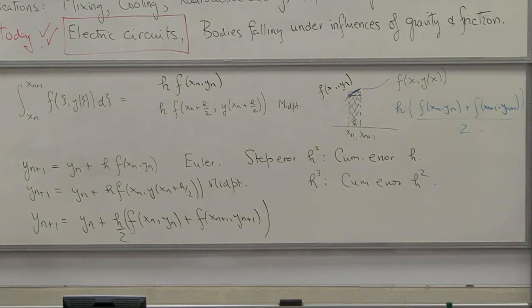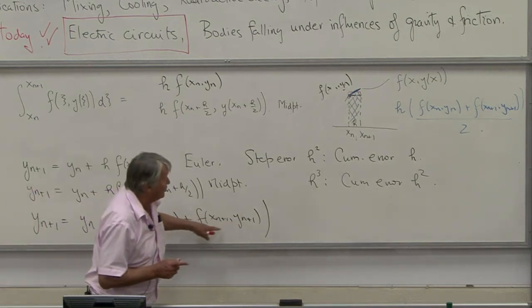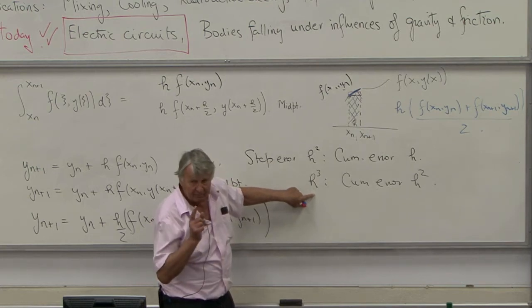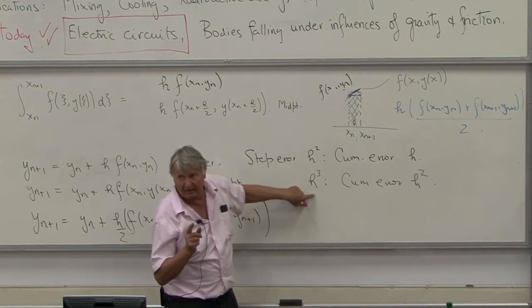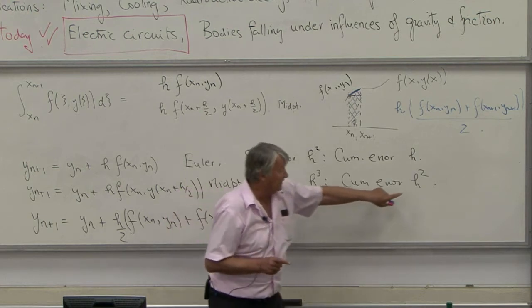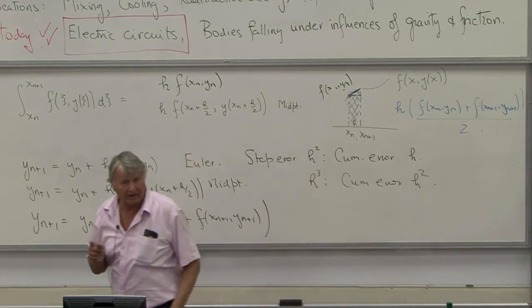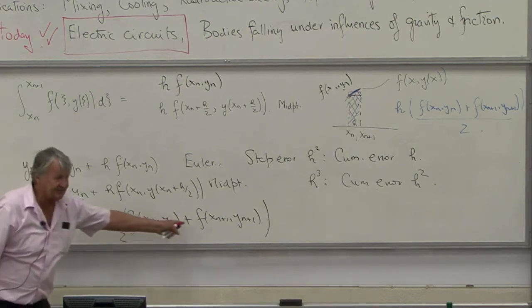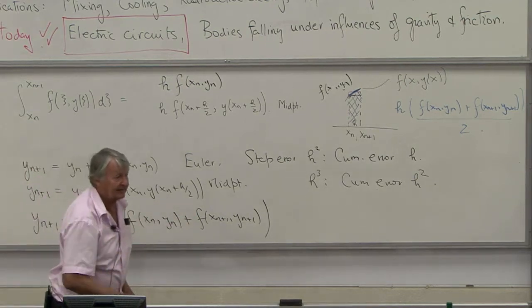It's certainly better in the sense that its cumulative error will also be... its stepwise error will be of order h cubed. Its cumulative error will be h squared. But what's not so pleasant about this formula? Yes? That you need to know y_{n+1}.